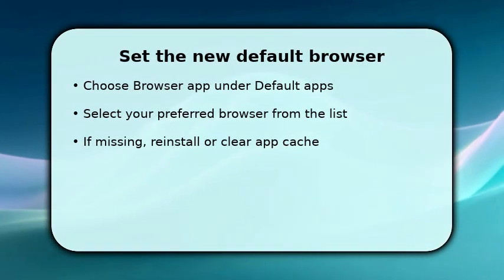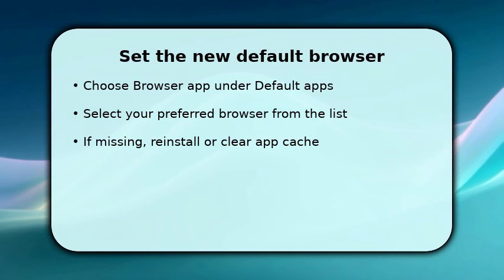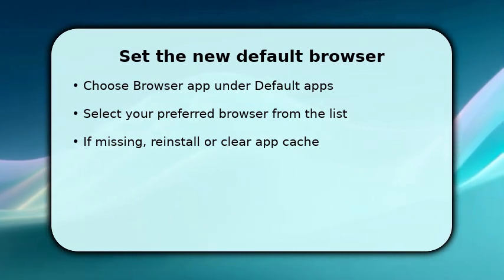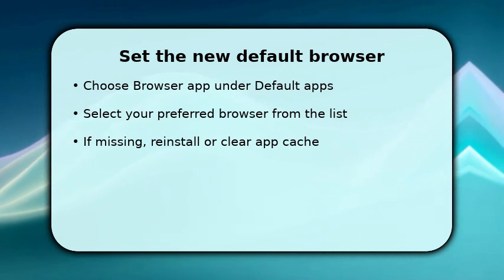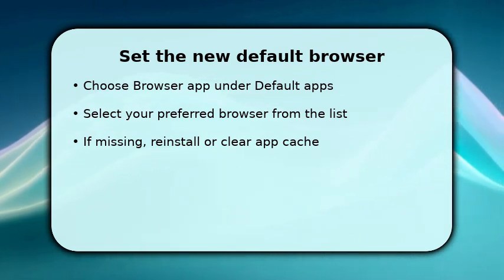Now select Default Apps, then tap Browser App to view all candidates. You'll see browsers installed on the device. Tap the one you want and confirm. Android will immediately route web links to that app.